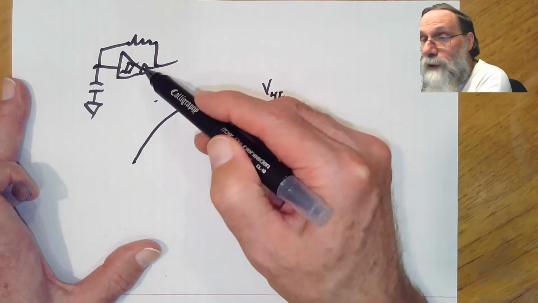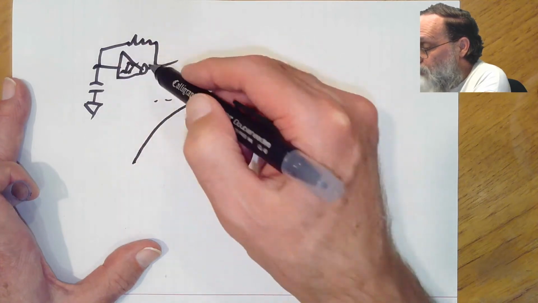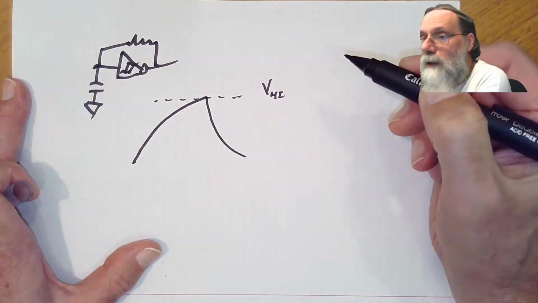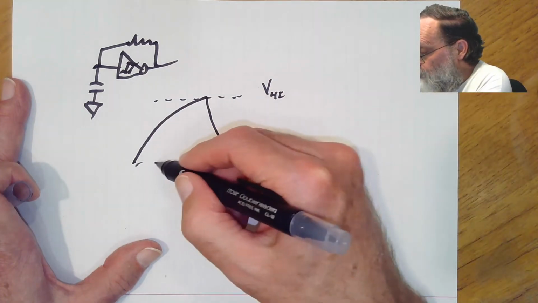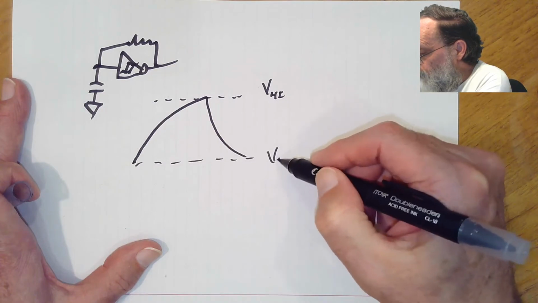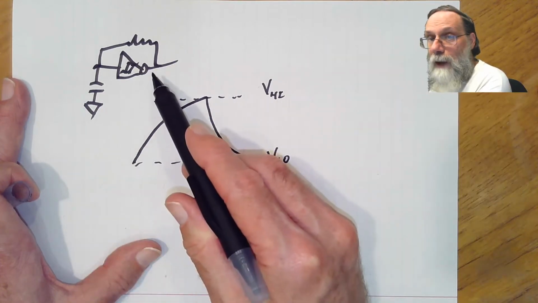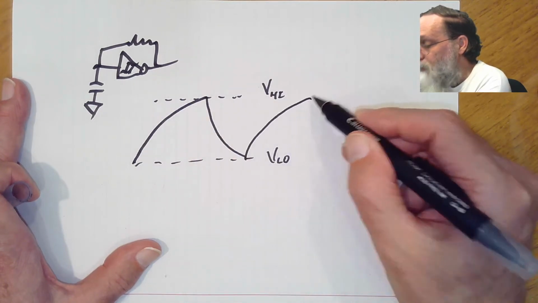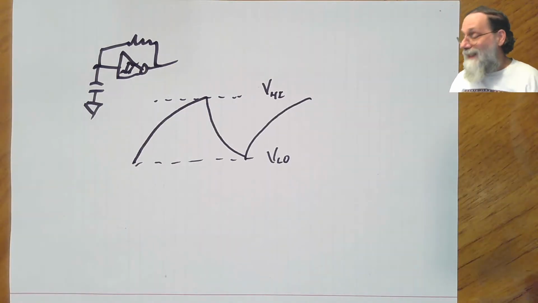Then, because this is an inverting Schmitt trigger, its output would go low, and that would start discharging that capacitor through the resistor, and we would get an RC discharge until we got down to the low threshold. Once we got down to the low threshold, the output of the Schmitt trigger goes high and it starts charging again. So this looks very much like a triangle wave, except for one problem.